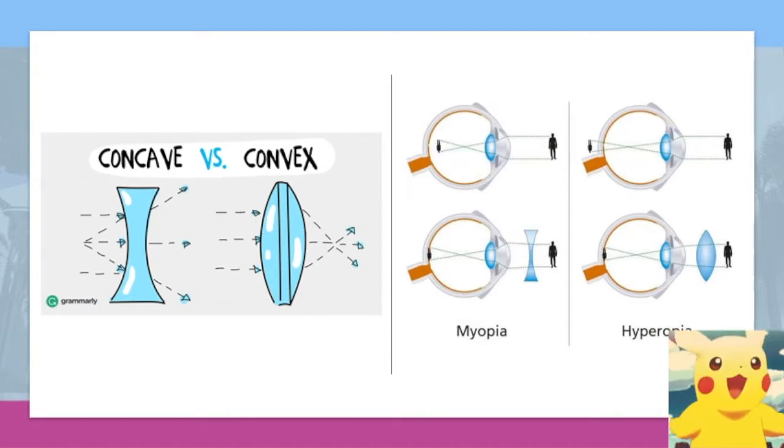So you might be wondering what a concave and convex lens would look like. So concave lens would look like this one, and then a convex lens would look like this one. So if you can recall, your concave lenses are used for the management of myopia, whereas your convex lenses are used for the management of your hyperopia.